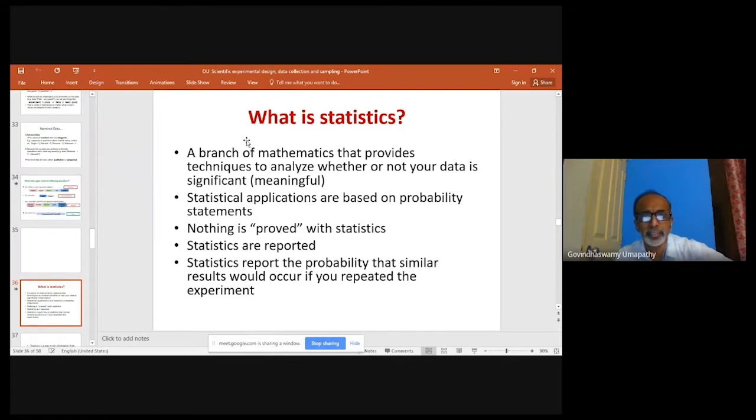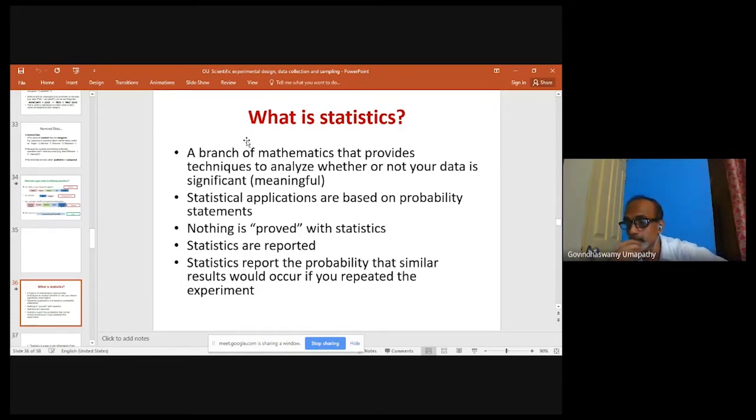Actually, statistics is a branch of mathematics, as many of you know, and it tells whether what you collect is meaningful, and how significant the data is. That lets anybody interpret your findings and apply them to similar situations. Also, statistical applications are based on probability statements. No statistics says that something is 100% accurate. Always we have some possible error.